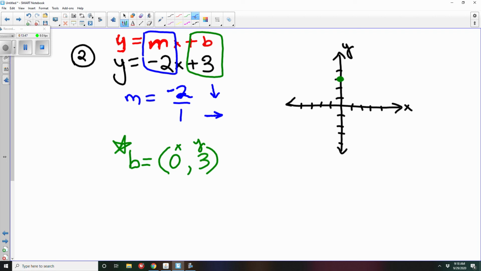Okay, keep your pencil there. And now our slope tells us to go where? You got it. Down 2, right 1. So down 2, 1, 2, right 1. You do it again. Down 2, 1, 2, right 1. And there we go. We have 3 points. We make a nice long line with arrows on each end. And we're set.